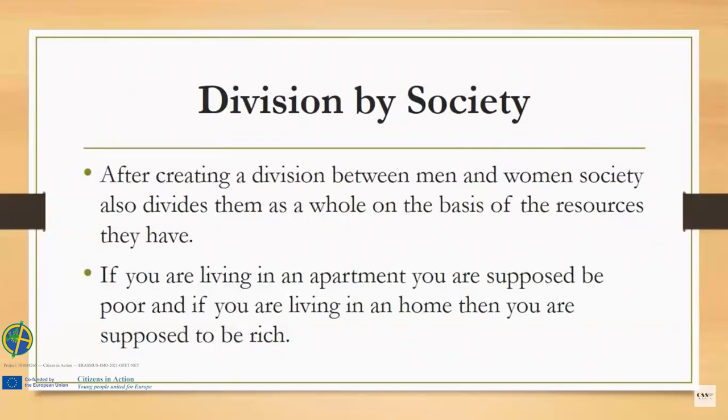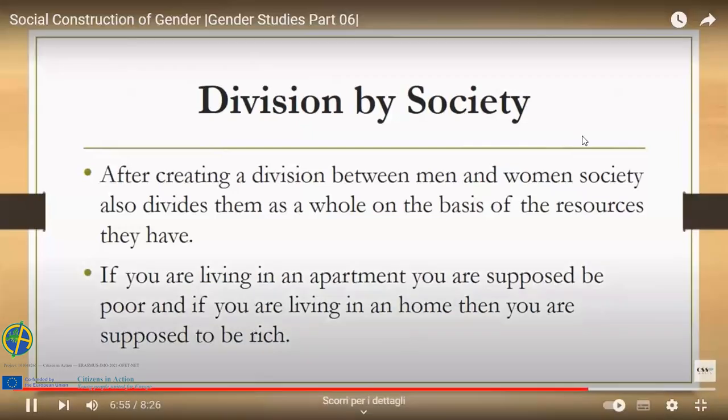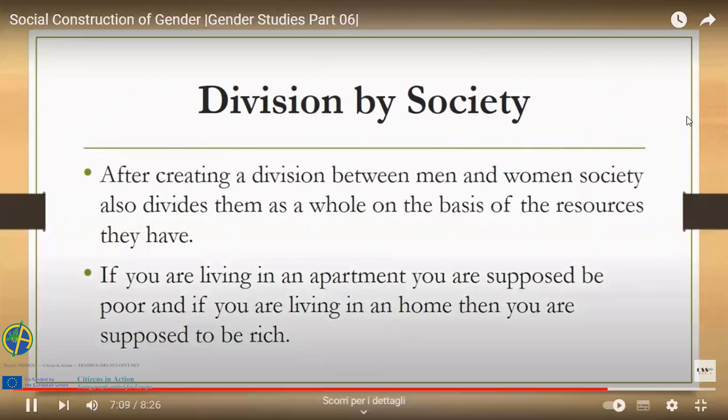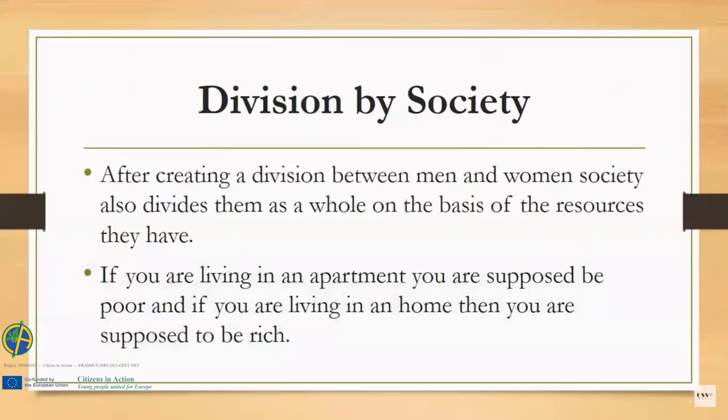Such an approach of society basically leads society towards stereotypes, which usually become the reason for a number of problems in the society. So these stereotypes create a division in the society. They construct the genders with the feeling that women are weaker than men. As men are stronger than women, therefore men should be in power. After creating a division between men and women, society also divides them as a whole on the basis of the resources they have. For example, if you are living in an apartment, you are supposed to be poor. And if you are living in a home, then you are supposed to be rich.